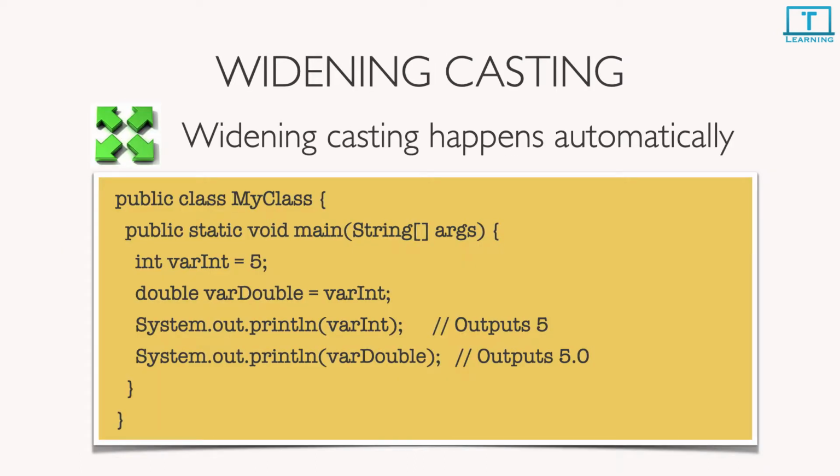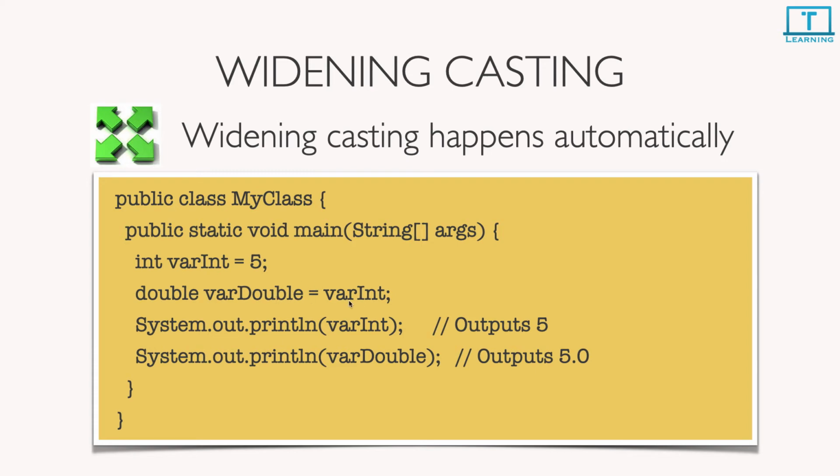Now let us try to understand this with the help of an example. Take a look at widening casting. Widening casting happens automatically. So let's take a look at this program. We have a class here and the main method. Here we have an integer variable var int equals 5. Now we are creating a double variable var double, and we are assigning the value of the integer variable to the double. So the types are different here. var int is an integer and var double is a double. So a casting happens here. This casting is widening casting.